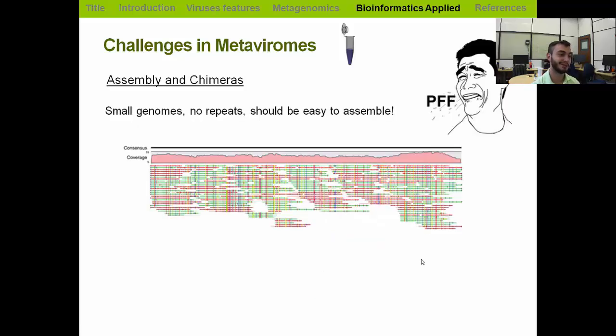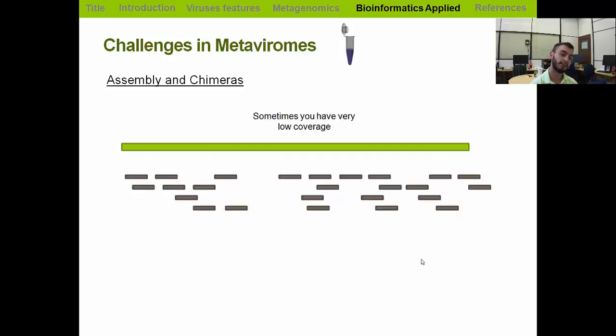And talking about assemblies, so you have a virus, you have small genomes, you have no repeats, and it should be easy to assemble in theory, but it is not. That's not what we are facing, because we have a lot of problems assembling these viral genomes, and sometimes you have very low coverage. And this is an example.